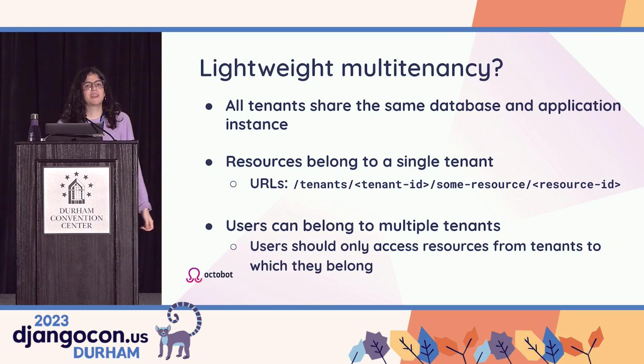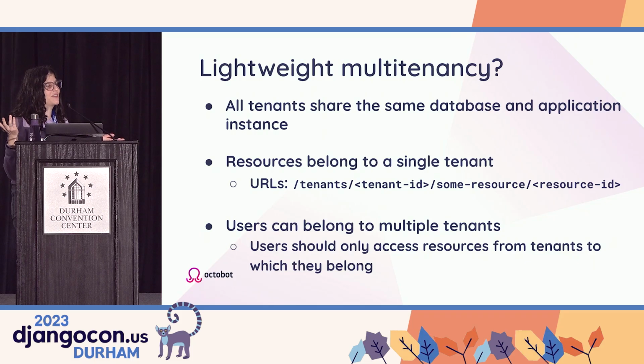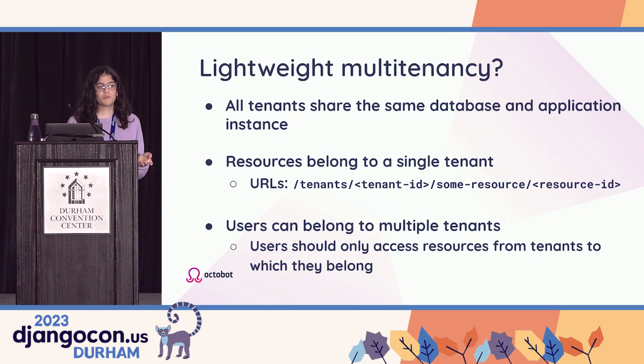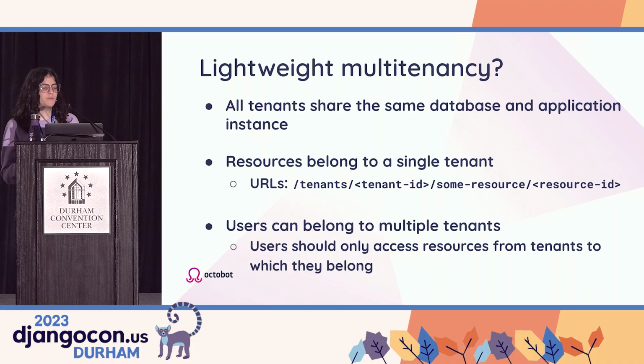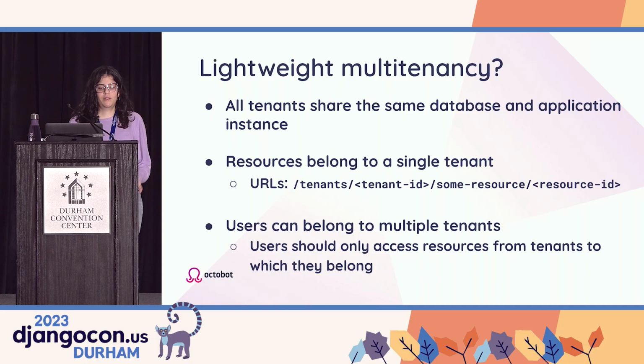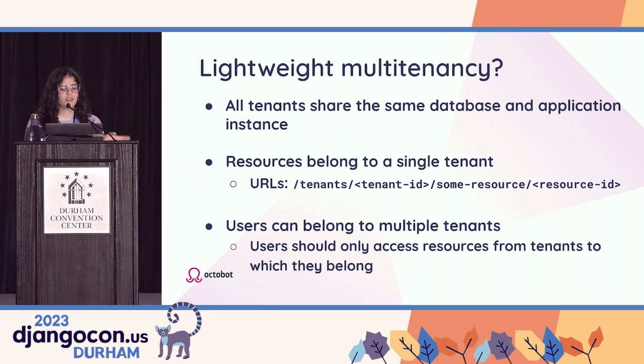So if you remember the name of the talk, it said lightweight multi-tenancy, and here are some disclaimers. This is basically a real-life scenario that I've run across in different projects, and they were different realities, but they could all be abstracted to the same set of requirements, which is this. So we'll have our tenants, we will all share a database and our application instance. We'll have resources that will belong to a single tenant, and in particular, we have an API, and we want our URLs to look something like what's shown on the screen, where our resources are nested under their tenants. So we have tenant / tenant ID / some resource, and for example, the resource ID.